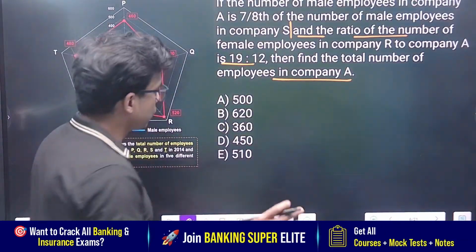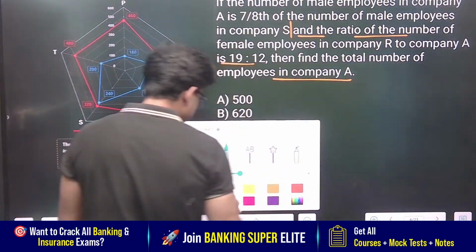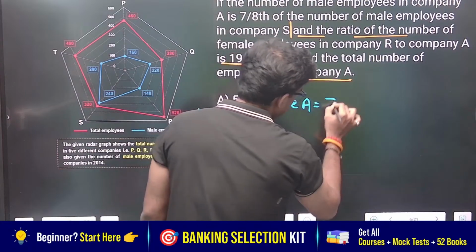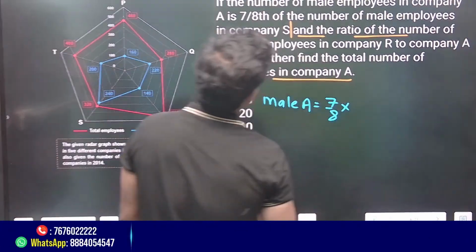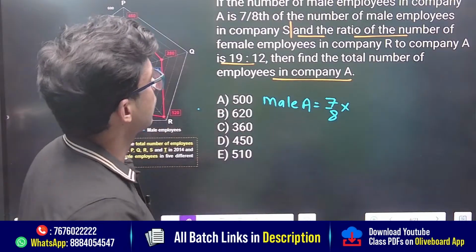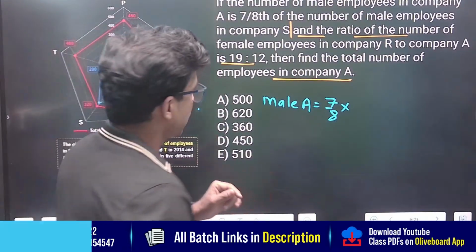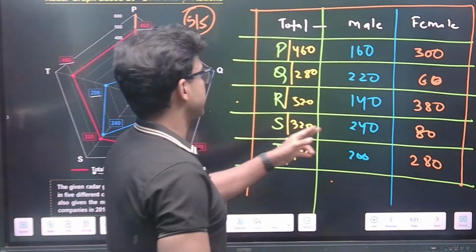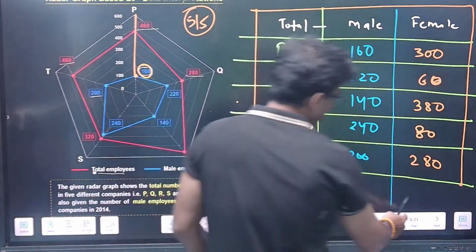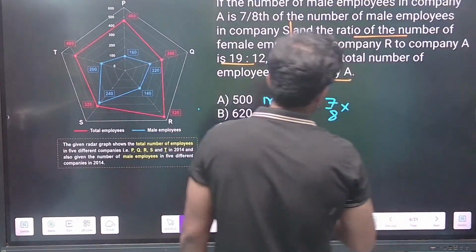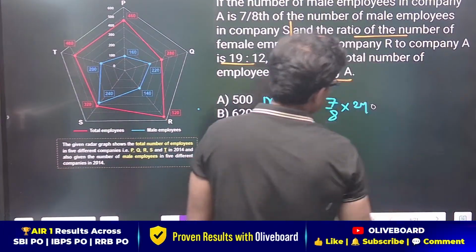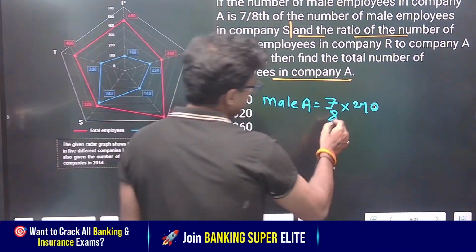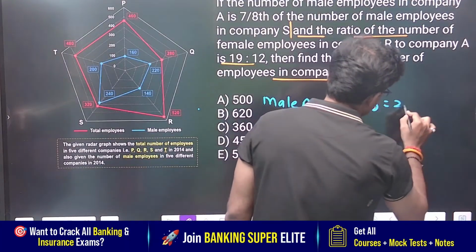First of all, we need to go for, now see, let me solve it. Male A is 7 by 8 of the number of male employees in company S. Now, number of male employees in company S is basically 240. So can I say 7 by 8 of 240? 3 times, this goes 3 times 30. Now this would become 210.